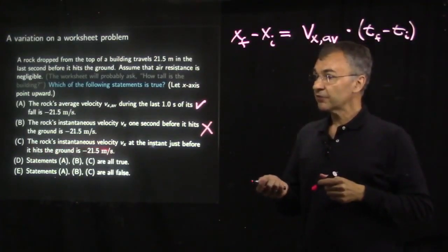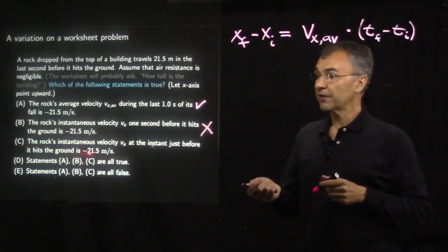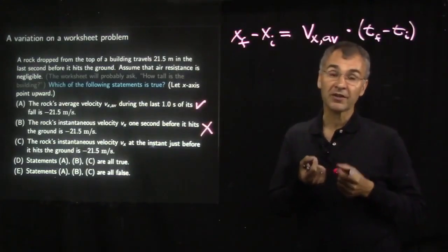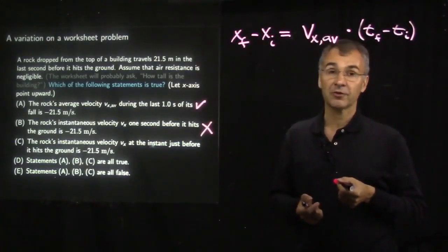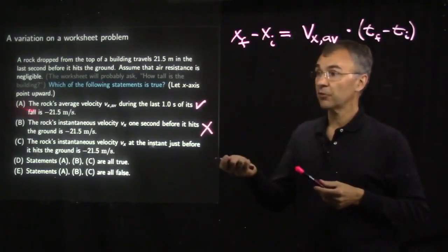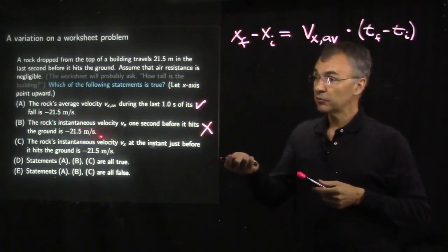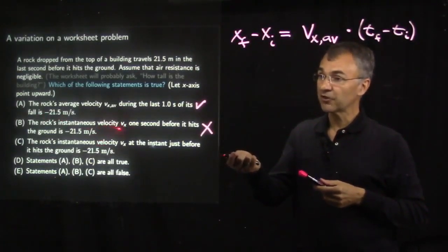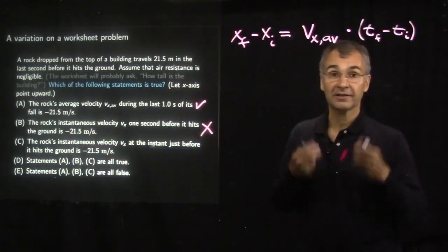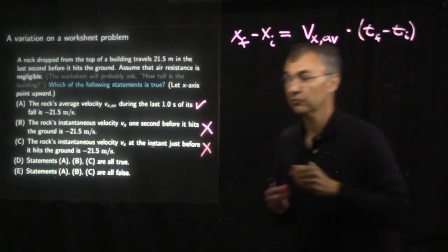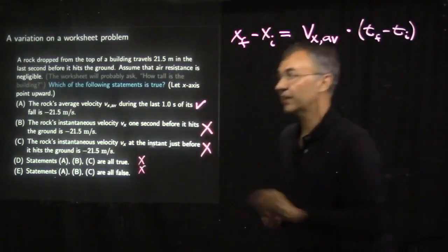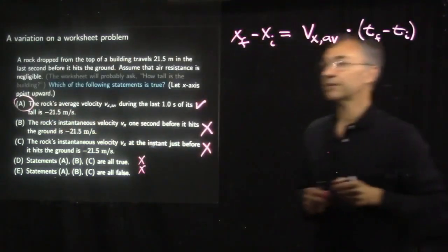The rock's instantaneous velocity, v sub x, at the instant just before it hits the ground is minus 21.5 meters per second. I think that's false also, because the instant just before it hits the ground, it is actually moving faster than 21.5 meters per second. Because if its average velocity during that last 1 second of its travel is 21.5 meters per second downward, then it's moving downward at less than 21.5 meters per second 1 second before, and it's moving downward at more than 21.5 meters per second the instant just before it hits the ground. So I think that's also a wrong statement. And this certainly isn't true because B and C are false. And this certainly isn't true because A is true. So I think the only statement here that's true is A.